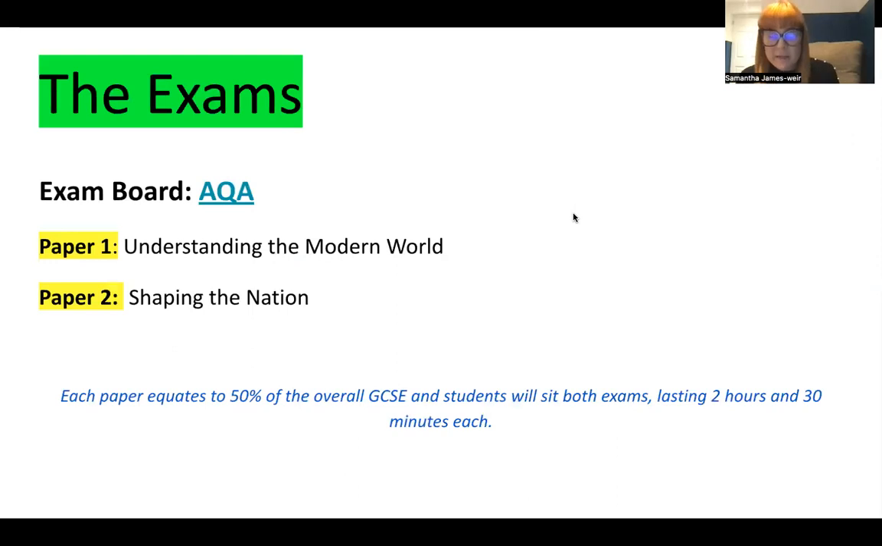So the exam board for history is AQA, and there are two papers which your child will sit. There is paper number 1, which has 2 topics in it, and paper number 2, which also has 2 topics in it. Both of these papers will be sat separately as standalone papers. However, there will be similarities in how to answer the questions for both of them. Both papers are 50%, so once they've sat both of them, their grade is calculated using 50% of the mark from both of them. And with the extra time, the students will have 2 hours, 30 minutes for each paper.